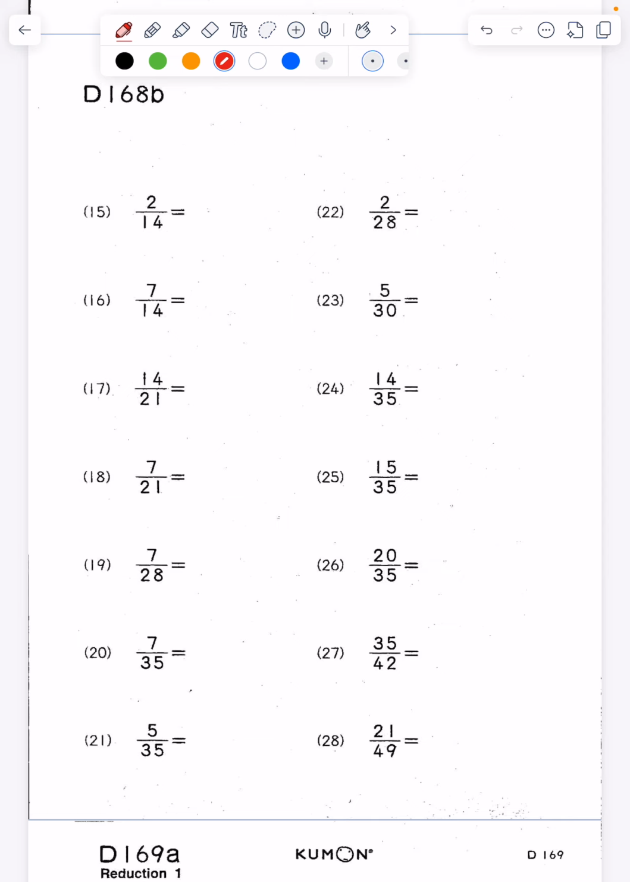Okay. I'm gonna show you a couple of methods for us to figure out what number to reduce or not. Ready? So if we go to 168B, this is what I want you to do, just as a practice. As you can see, these numbers start to get a little bit bigger. For example, if you look at question number 24, let's circle question numbers 24, 25, 26, 27, and 28, all these numbers.